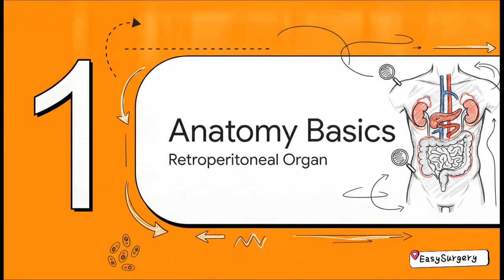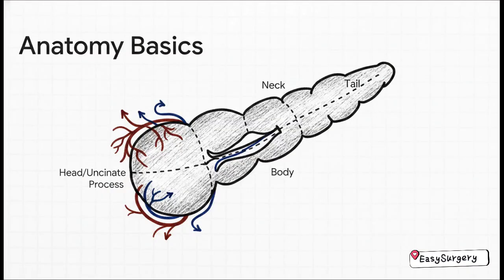Kicking things off with Section 1, Anatomy Basics. Okay, remember, the pancreas is a retroperitoneal organ. It's essentially divided into four main sections: the head and uncinate process, the neck, the body, and the tail.